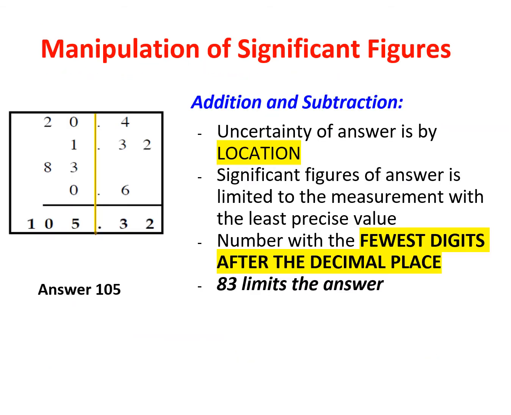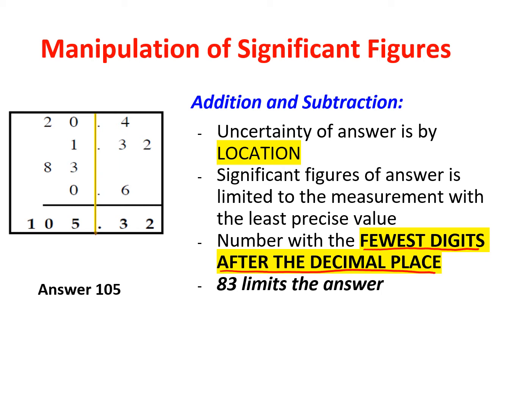So the first type of math that we're going to be looking at is addition and subtraction, and our sig fig rules regarding addition and subtraction. So when we're thinking about addition and subtraction, we are limited in our answer by the least precise number in the problem. So the least precise number in the problem is going to be the number that has the fewest digits after the decimal place.